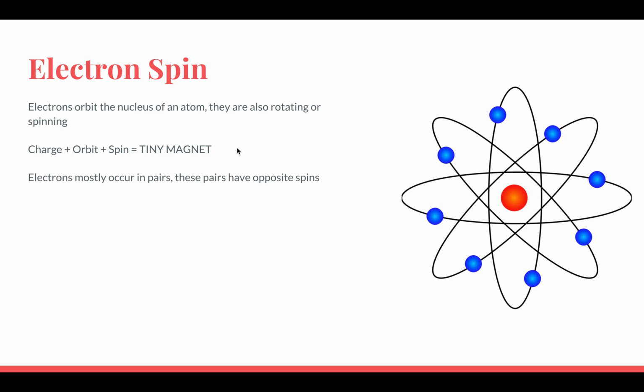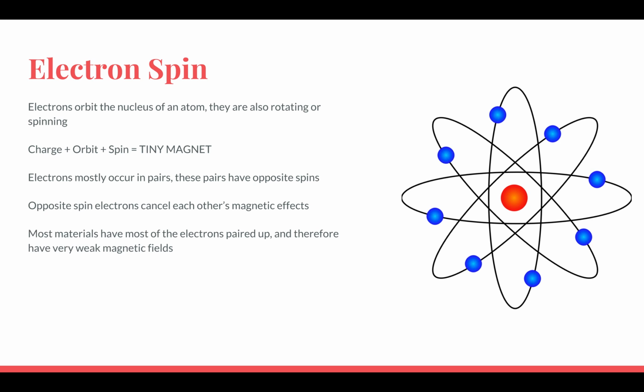Now, electrons occur mostly in pairs, and these pairs have opposite spins. So if we look at this loop right here, it has two electrons in this orbit. Well, each of these electrons is spinning in a different direction. So this one is spinning this way, and this one is spinning this way. So they have opposite spins. Now, opposite spin electrons cancel out each other's magnetic effects. They have opposite magnetic effects, and therefore they cancel out.